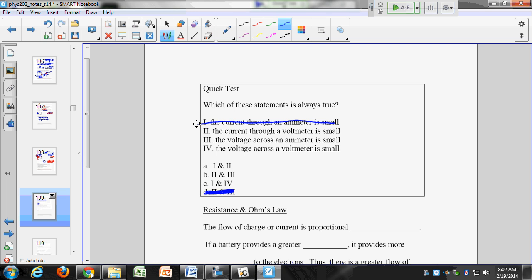That already gets rid of it. By the process of elimination you've already figured out your answer. And so option 4, the voltage across a voltmeter is small. Well, that could be true if you're measuring a small voltage, but if you're measuring a big voltage, it's going to be big. So that's not necessarily true. And so that gets rid of 1 and 4, which gets rid of this one, as well as this one, because that one had 1 in it. So it only leaves you with 2 and 3.